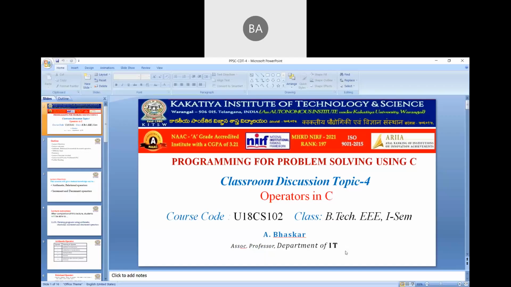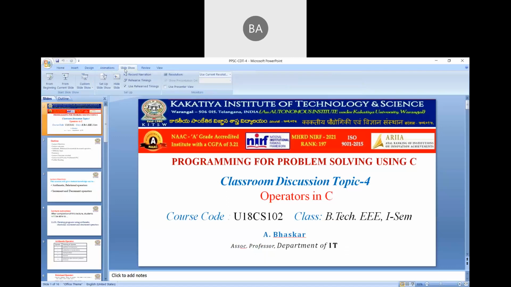Now, today, in this particular session, we are going to discuss what the different types of operators available in the C language are. C language is said to have a rich set of operators. So now we will see how C language provides different types of operators and how we can use those operators. So now I would like to share my screen.